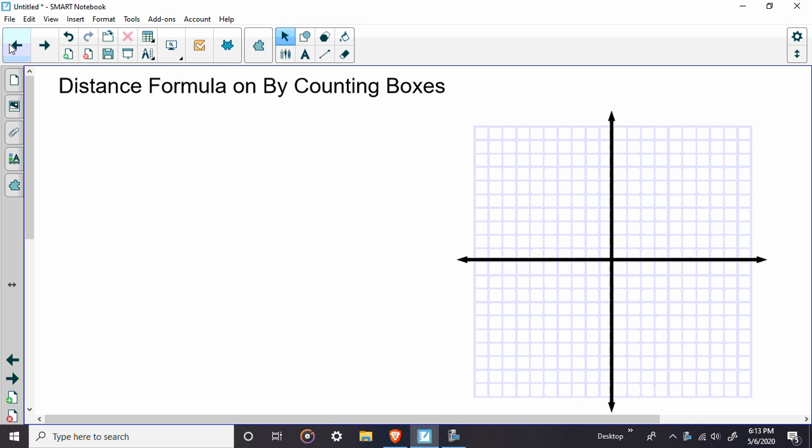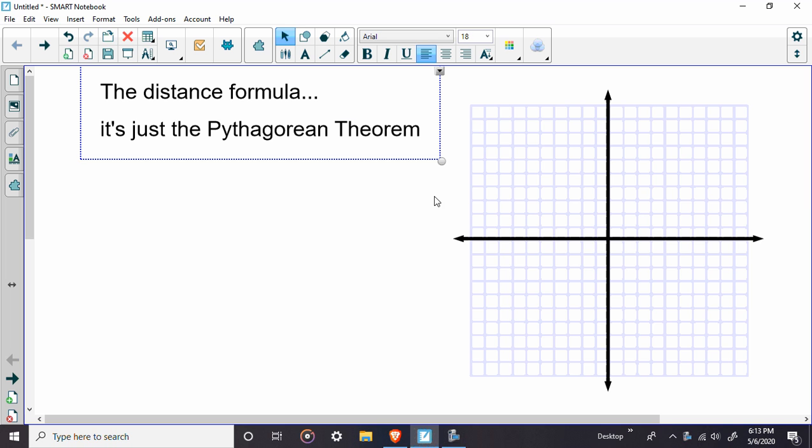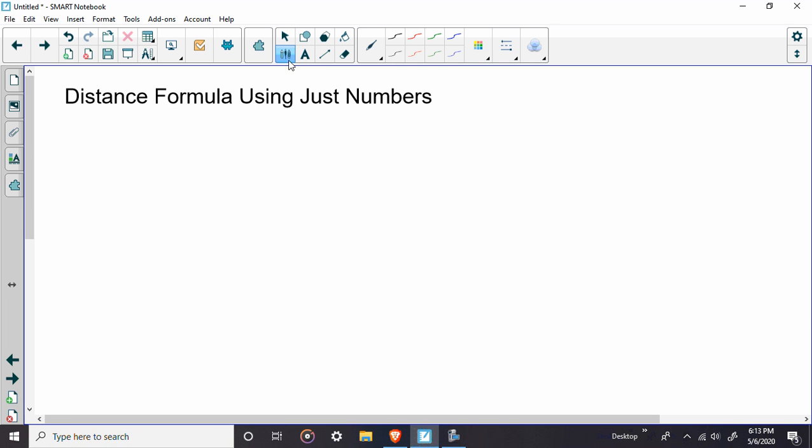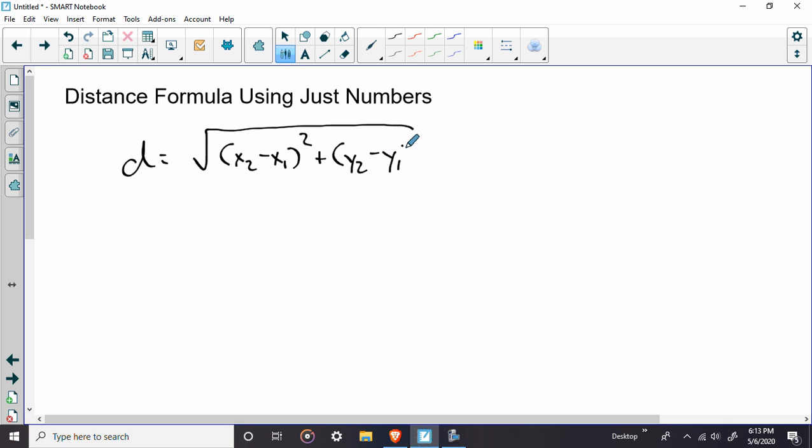So I'm pretty much going to break this down into 4 parts. What it is and how it's just a Pythagorean theorem. How to do it using just the formula itself. So if you're looking for just the formula, how to use the distance formula, which I'll go ahead and write here, is distance is equal to the square root of x2 minus x1 squared plus y2 minus y1 squared. Okay, so if you just want to use the formula, so if you're a plug and play kind of person, use this.